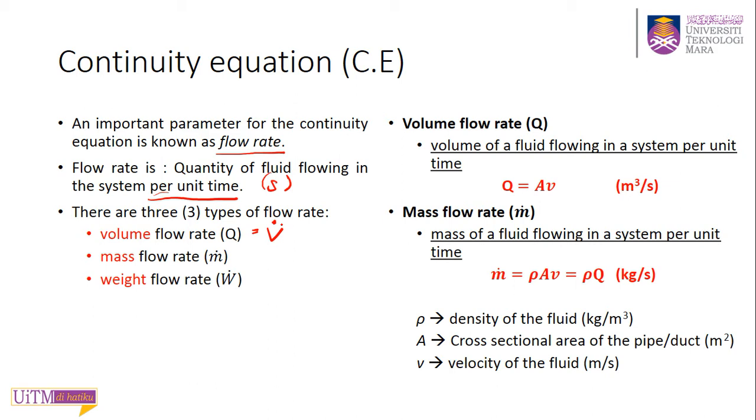But I like to use Q because in the future, in any calculation, you will find another V, which is the velocity. So I don't want to confuse V for volume and V for velocity. That's why I'm using Q for volume flow rate. So there are three. The first one is volume flow rate. As the name tells you, it's a volume, so this must be in meter cube. Rate is per time, so per second. That's why the unit for volume flow rate is meter cube per second.